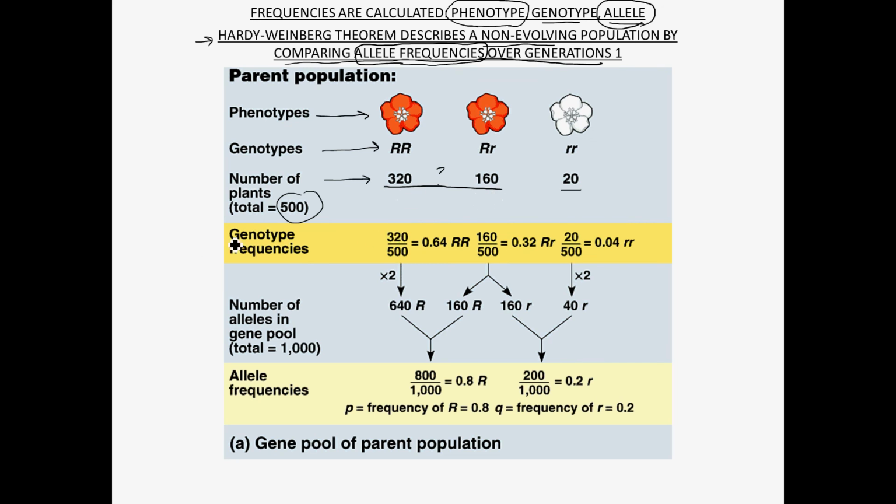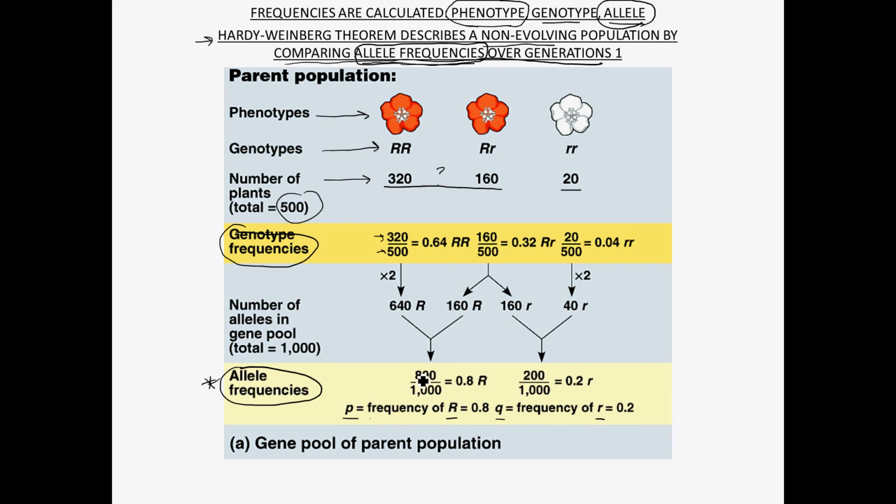Well, to calculate the genotype frequency, we take the total number of organisms in the population and divide that into the number that are the genotype that we want, right? But what we're really after down here is the allele frequencies. This is what we want to know, because that's what Hardy-Weinberg is going to be comparing, the allele frequencies, right? So we define the frequency of one of the alleles as P, and this would be the frequency of the dominant allele, and the frequency of the recessive allele we're going to define as Q, right here.